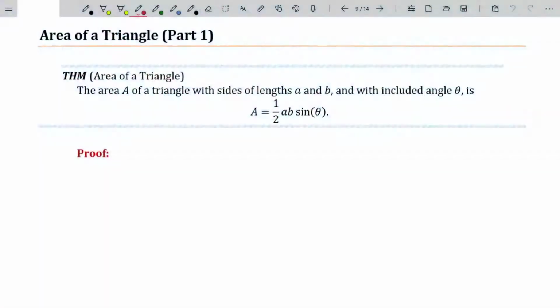Hello, my name is Roy Simpson, professor of mathematics at Cosumnes River College in Sacramento, California. This video is sort of an interlude between law of sines topics. It's for the area of a triangle.